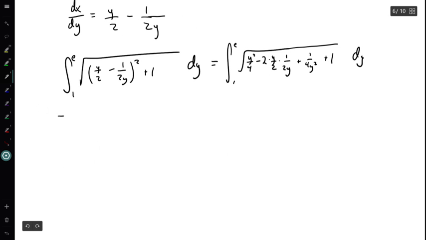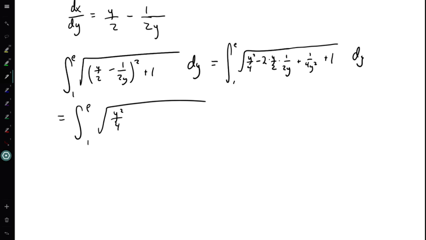And next, from 1 to e, square root, we have a y squared over 4 still. Notice that the middle term, the y's cancel, and I'm left with 2 over 4, which is the same as 1 over 2, so I have a minus 1/2 for that middle term. We still have a plus 1 over 4y squared, plus 1 dy.